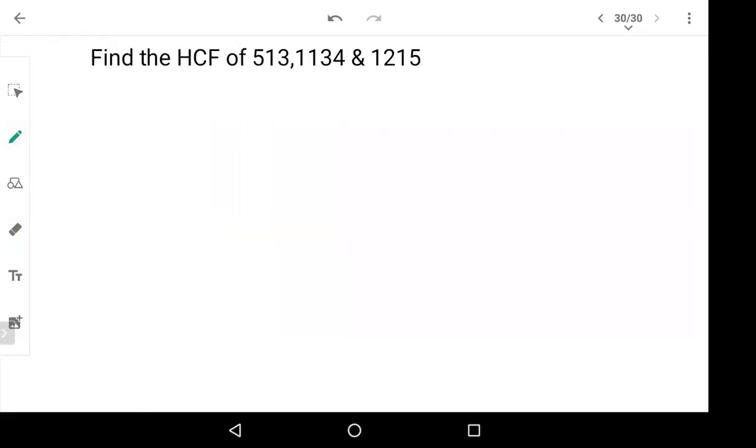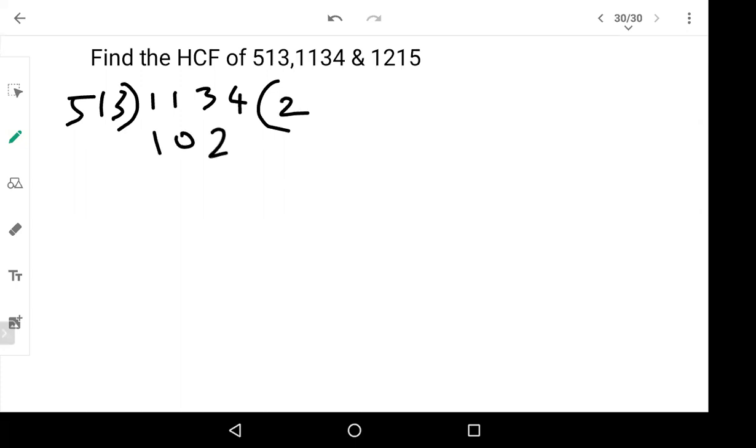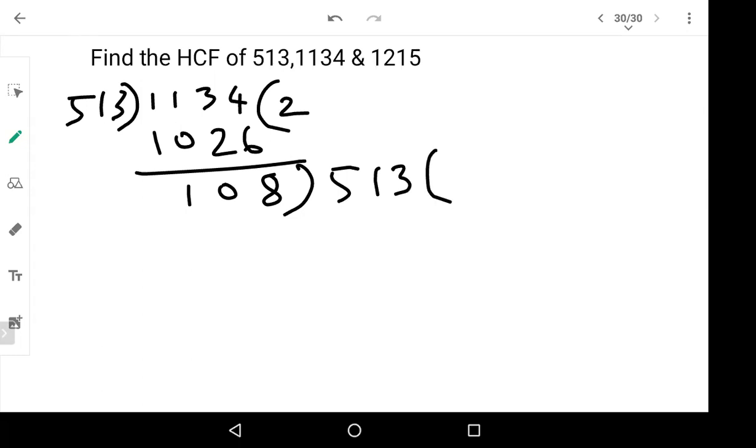So first we will take 1134 and we have 513. Now tell me which is the number. You will get the next sum, Pavan. Please wait. So 513 into 2 is 1026. Very good. Now what is the remainder I get? Remainder is 108. Okay, 108, and then I'm going to take 513 here. So now which is the number I should consider? 108 into 4. How much do I get? 432.